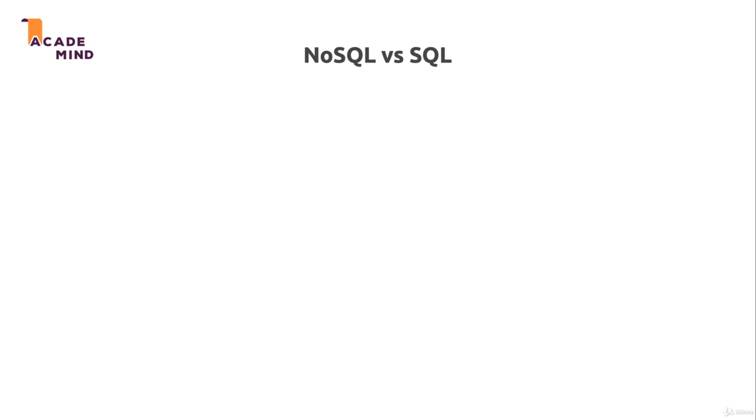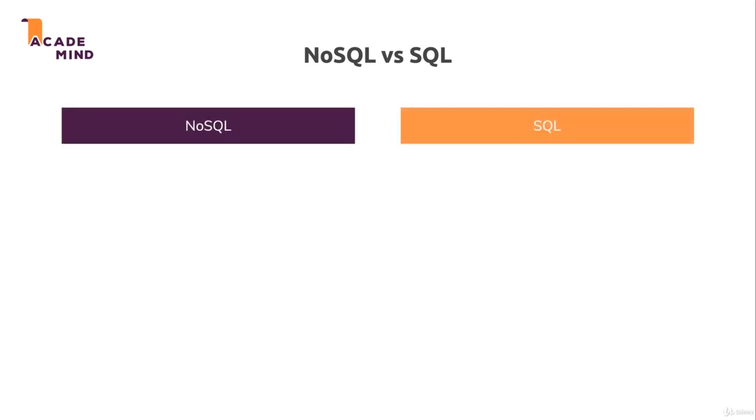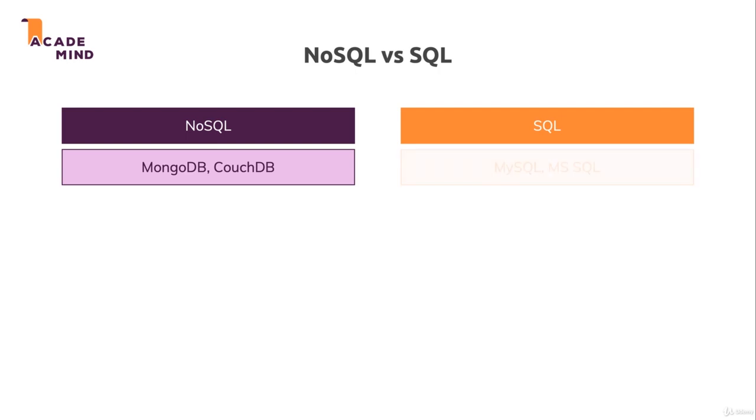So NoSQL versus SQL. What are the differences and when should you use which one? So we got NoSQL, we got SQL, and examples for NoSQL databases would be, of course, MongoDB, which is what we are using in this course, or CouchDB. And for SQL, we could name MySQL or Microsoft SQL, just to give you some examples here.